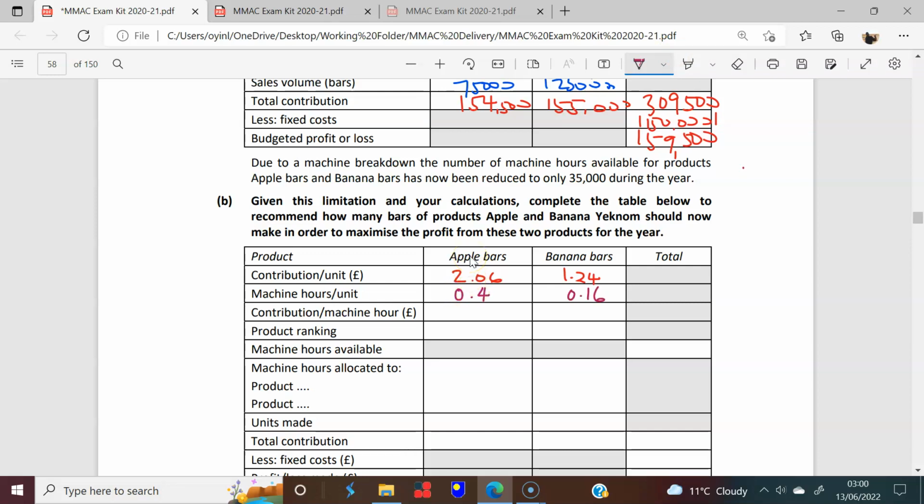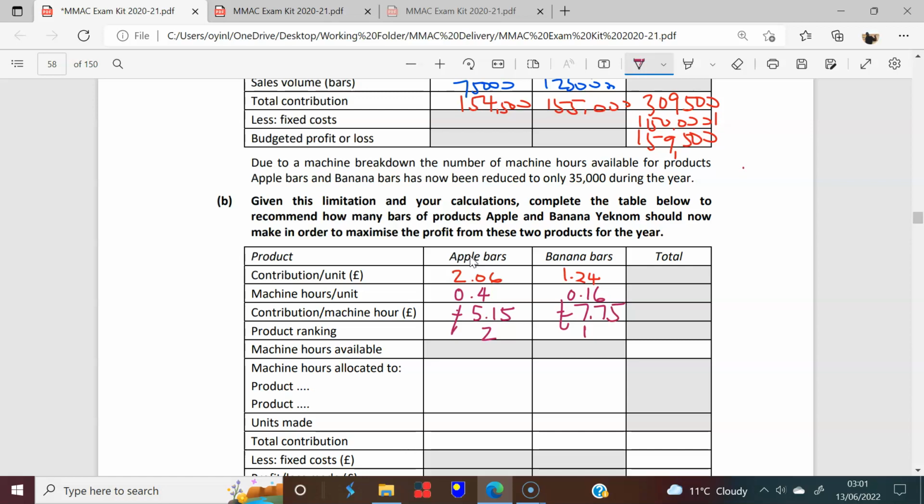So the contribution per machine hour, of course, is 2.06 divided by 0.4, which is £5.15. And here it is 1.24 divided by 0.16, which is £7.75, which means that we have a higher contribution per machine hour with the banana bars than with the apple bars. Well, let's see what the situation is.